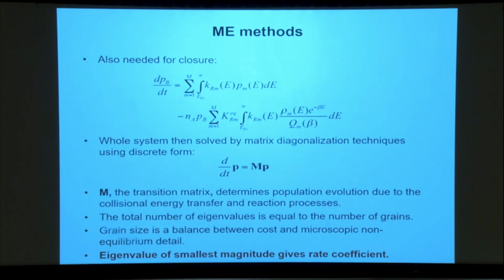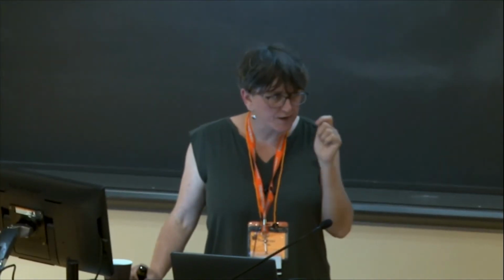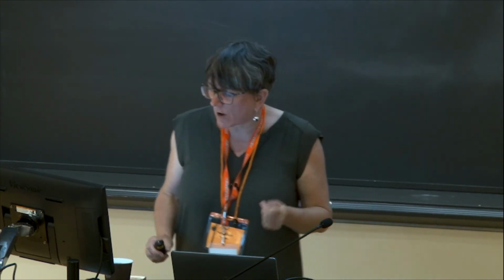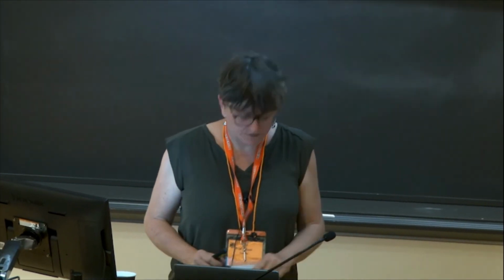So in general, we're looking for the smallest eigenvalue of the system. So we'll have lots of different eigenvalues which are representing different timescales in the system. In general, not always, but the energy transfer processes will equilibrate relatively quickly. And so they will be large negative eigenvalues. And it's the slowest eigenvalue, so the smallest negative eigenvalue, which is representing the overall chemical process. And so that usually corresponds to the rate coefficient.